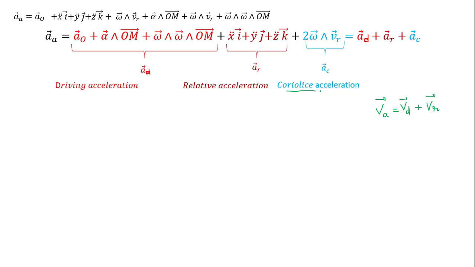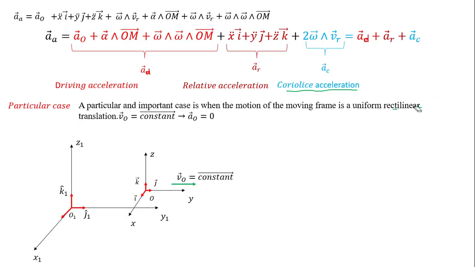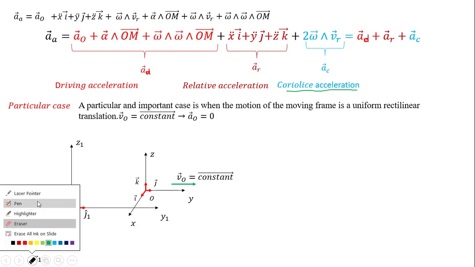In fact, this term appears as a result of the derivation over time of some other terms. You can go back to see the calculation. So this Coriolis acceleration only appears in the expression of the acceleration. We don't have a similar thing for the absolute velocity. We can have some particular cases to be studied.